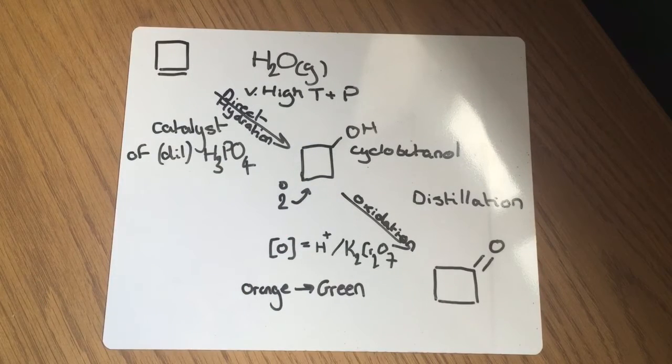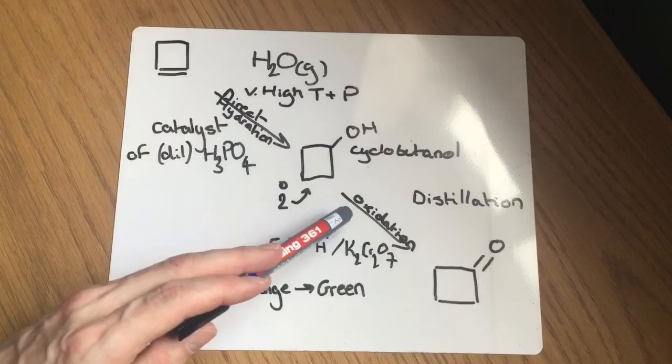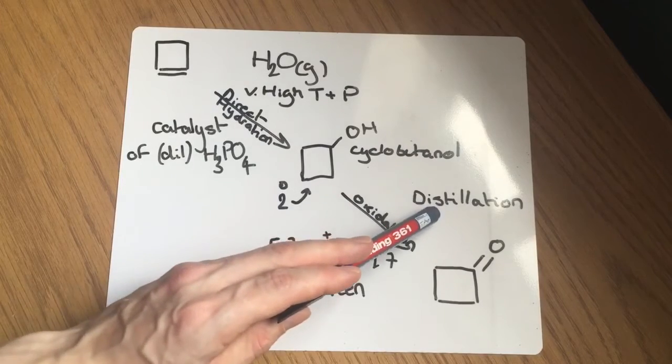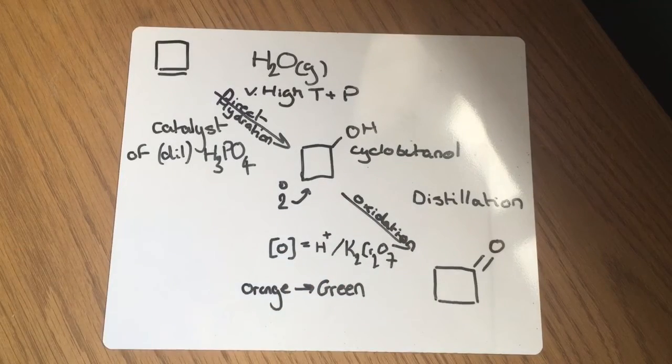cyclobutanol, you need to make sure that you perform an oxidation. Now I've chosen to do a distillation for this, but because you're making a ketone, it doesn't really matter too much. The only advantage of a distillation is that the ketone actually has a lower boiling point than the alcohol, so as soon as it's produced it will evaporate, and then we can condense and collect it immediately using the correct distillation apparatus that, remember, you need to be aware of for the exam.